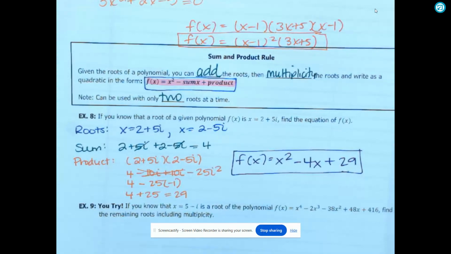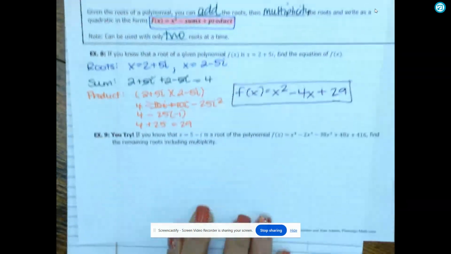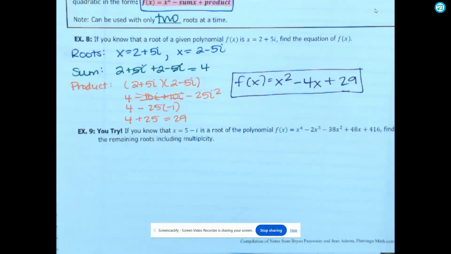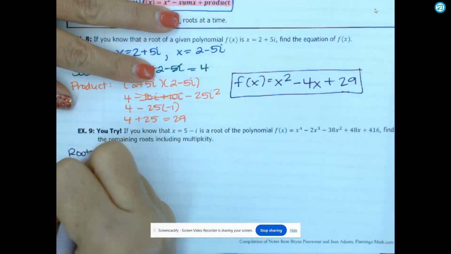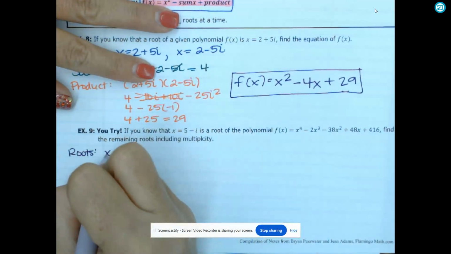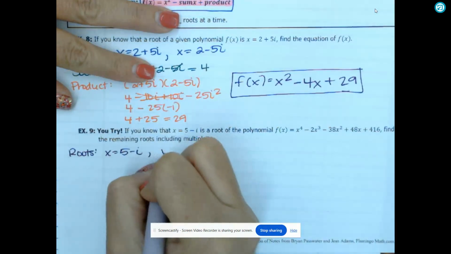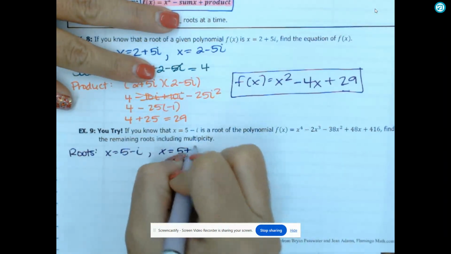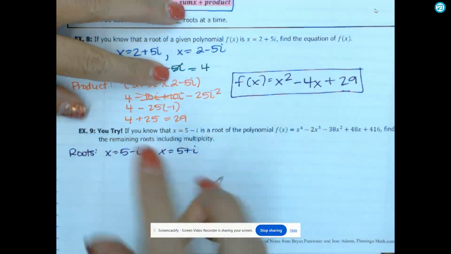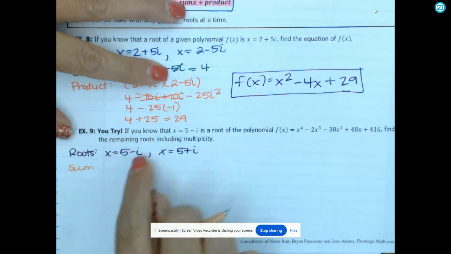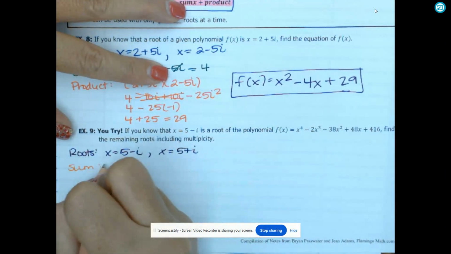Okay, so now for example number 9. If you know that x equals 5 minus i is a root, find the remaining roots and include multiplicity. Okay, so if we know our root x equals 5 minus i, we also know we have x equals 5 plus i. So just using that, I'm going to do the sum. The i's will cancel, so 5 and 5 is 10.